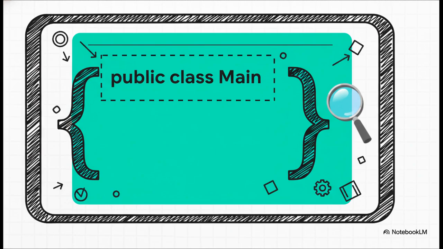The easiest way to think of a class is like a container, a big box. It's where we're going to put all the different parts of our program. We've named our box main. And see those curly braces? Those are just the walls of the box, holding everything neatly inside.